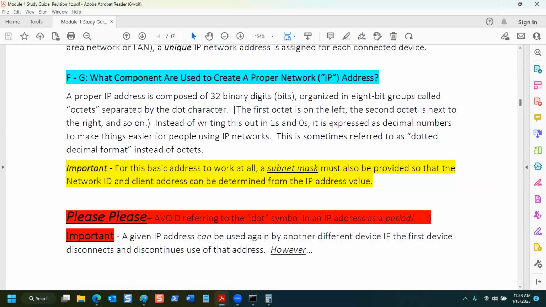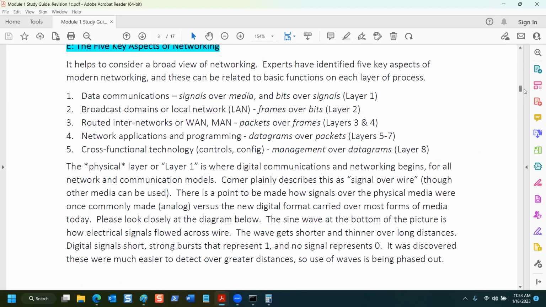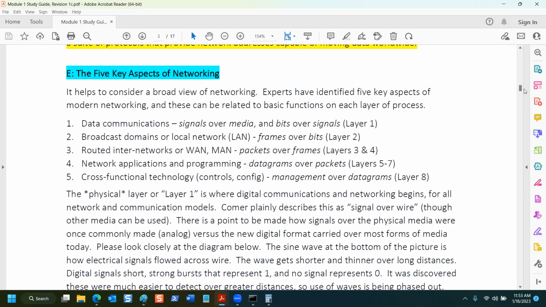So today we touched on student learning objectives F and G and started to explore the components that are used to create a proper network address. After we review the important aspects, the 5 key aspects of networking and the different layers, we'll get into models after we review the subnet mask on Friday.